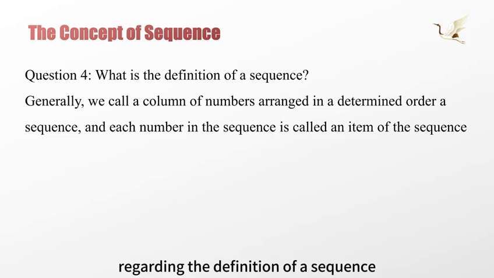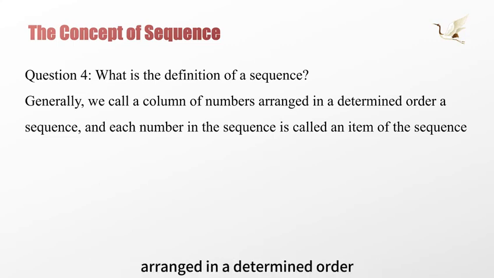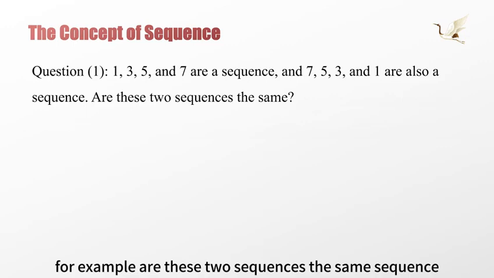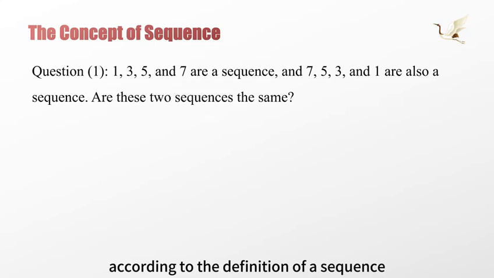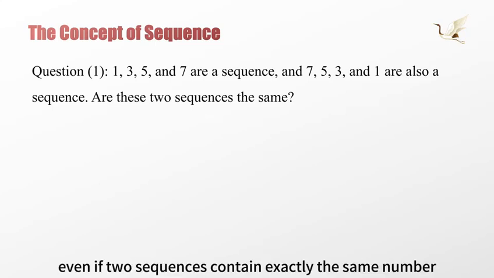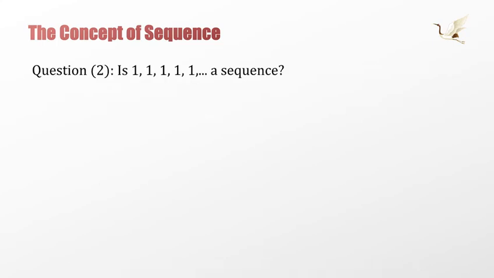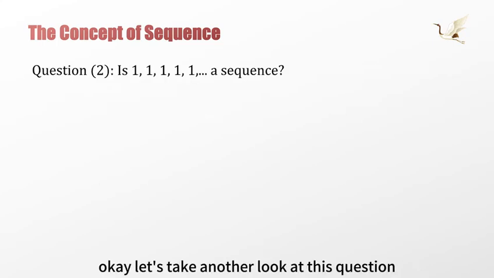Regarding the definition of a sequence, it must be noted that it is a column of numbers arranged in a determined order. For example, are these two sequences the same sequence? According to the definition of a sequence, the numbers in a sequence have a sequential order, so even if two sequences contain exactly the same numbers, as long as the order of arrangement is different, they are definitely not the same sequence. Okay, let's take another look at this question.